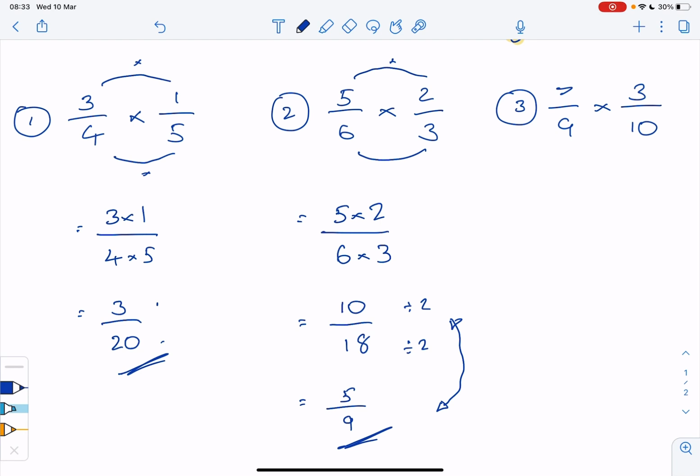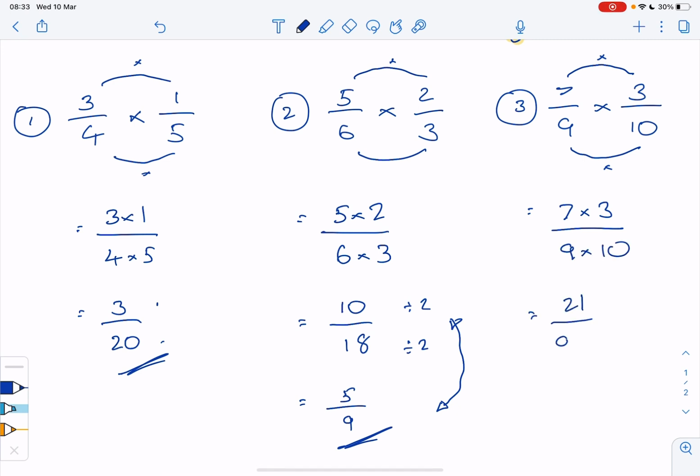Right, so on to the last one. Still exactly the same. Take the tops, multiply them together, and then take the bottoms and multiply them together. So we've got 7 times 3 on the top, and 9 times 10 on the bottom. 7 times 3 is 21. 9 times 10 is 90. So we're going to get slightly bigger numbers here, but we can still deal with them. And again, we can simplify this. So you need to know your times tables.